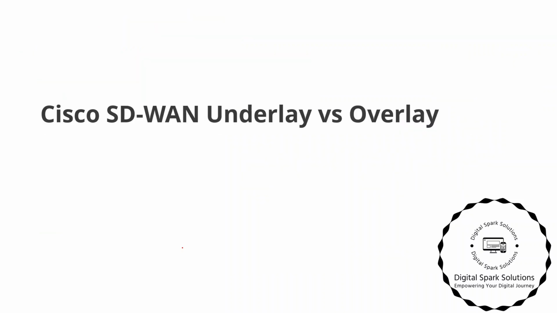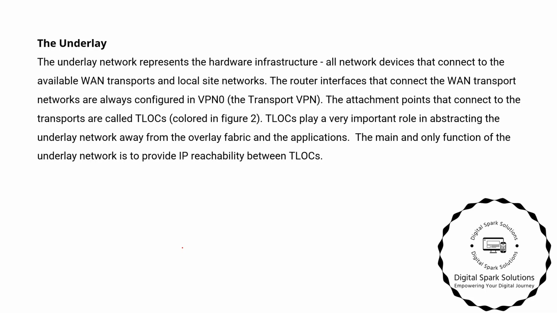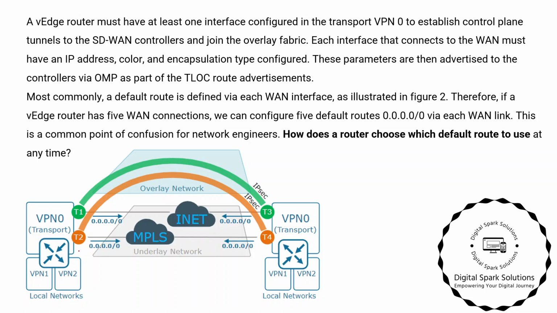Cisco SD-WAN Underlay vs Overlay. Cisco SD-WAN architecture is divided into two very distinct parts, the underlay network and the overlay fabric. The underlay. The underlay network represents the hardware infrastructure, all network devices that connect to the available WAN transports and local site networks. The router interfaces that connect the WAN transport networks are always configured in VPN 0, the transport VPN. The attachment points that connect to the transports are called TLOCs, colored in Figure 2. TLOCs play a very important role in abstracting the underlay network away from the overlay fabric and the applications. The main and only function of the underlay network is to provide IP reachability between TLOCs.